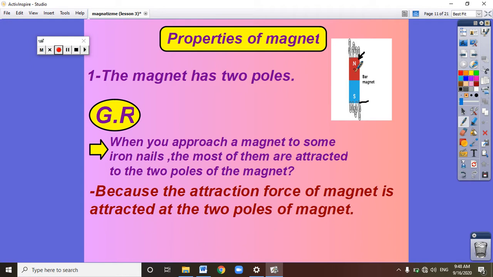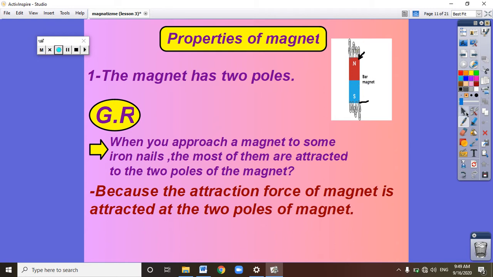And the magnet has how many poles? 3 poles? No, the magnet has 2 poles. If I have a magnet in my hand and I put near the magnet some paper clips which are made of steel, are the paper clips magnetic or non-magnetic material? Very good, it's a magnetic material, so it will be attracted to the magnet. If I put the magnet near the paper clips, what will happen?